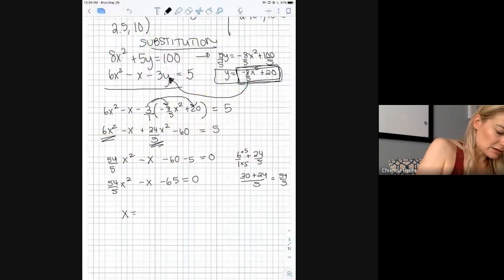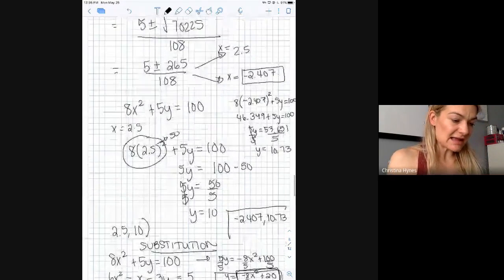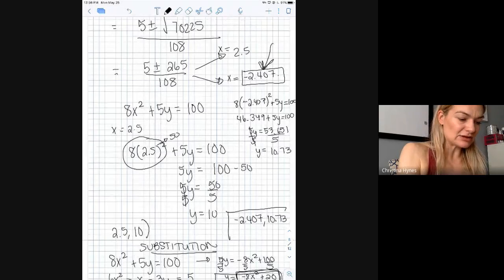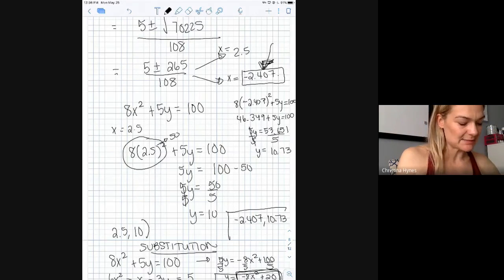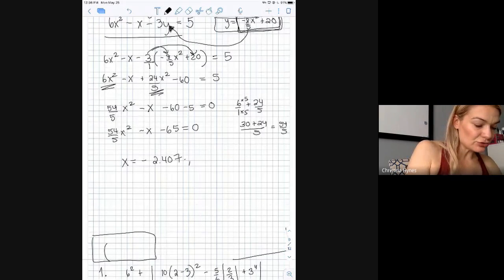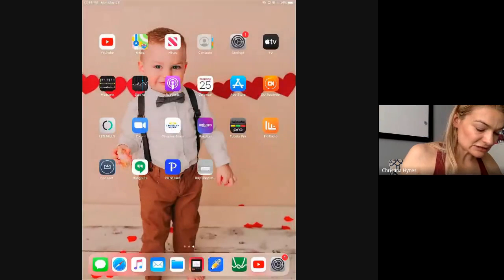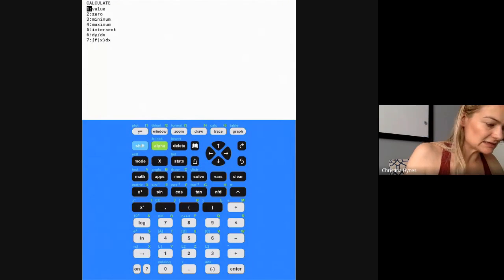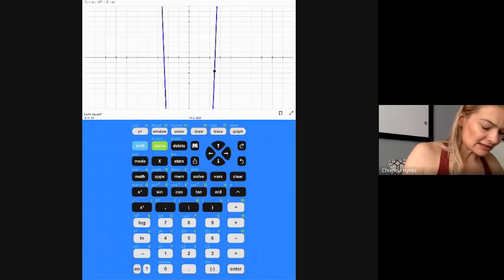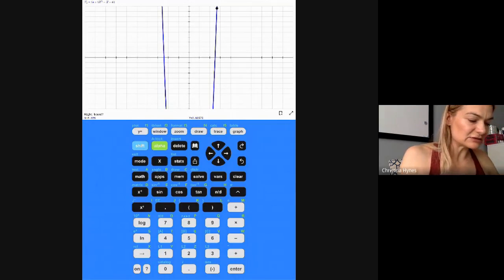Negative 2.407. If you guys look, that's the same answer I had over here. So I know that I'm doing this properly because using the other method, I am getting the exact same answer. And then we do know that it should be 2.5 for the next one because we already did this using the elimination process. So second trace, number 2, go to the left bound, which is below the x-axis, press enter. Right bound is where y is positive, press enter, and you should get 2.5, okay?